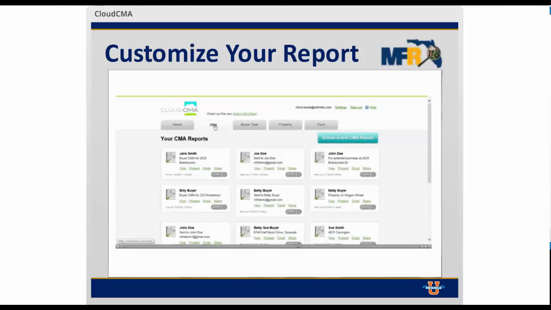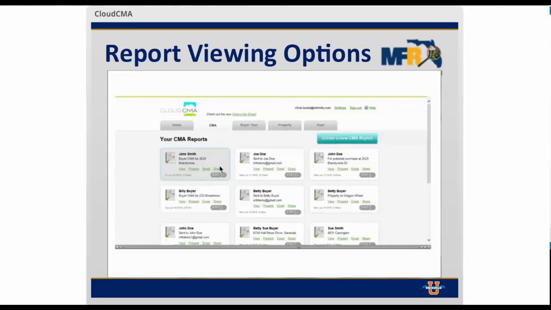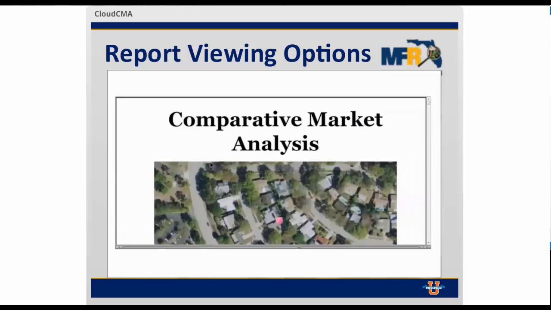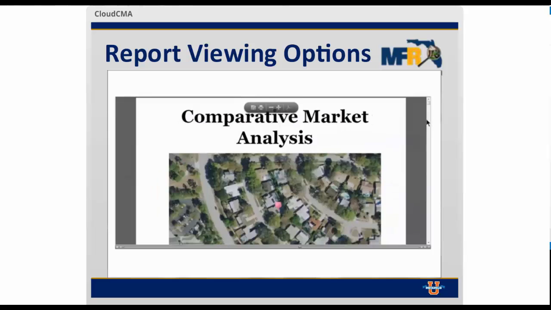But at the same time, on the CMA tab, all the CMAs I've done in the past, the one that we just made, I can view, present, email, or share. Let's look at those various options. Under View, I can actually view the PDF report. Now, please note that I can save this report. I can print it. Zoom out, zoom in.